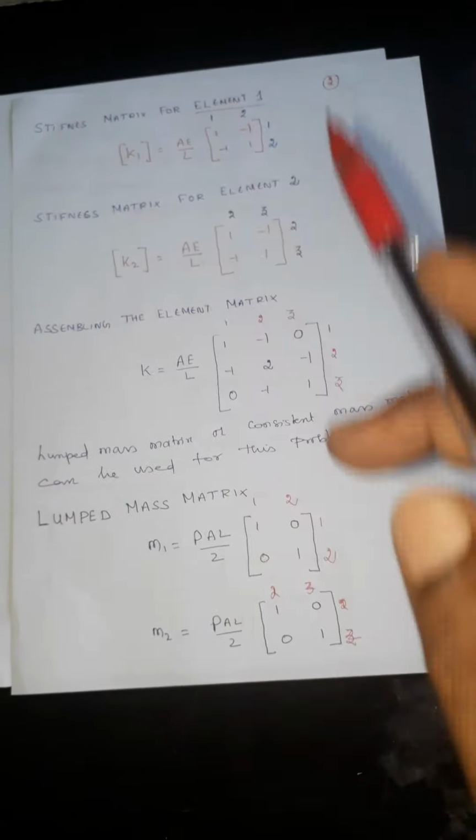Now the lumped matrix or the consistent matrix, both can be used. Sometimes the problem asks to find both the lumped matrix and the consistent matrix and compare them. Here we will use the lumped matrix. So this is rho AL by 2 times 1 0 0 1 for the lumped, and rho AL by 6 times 2 1 1 2 for the consistent. The two matrices differ in the mass matrix. The mass matrix is very much needed in vibrations.